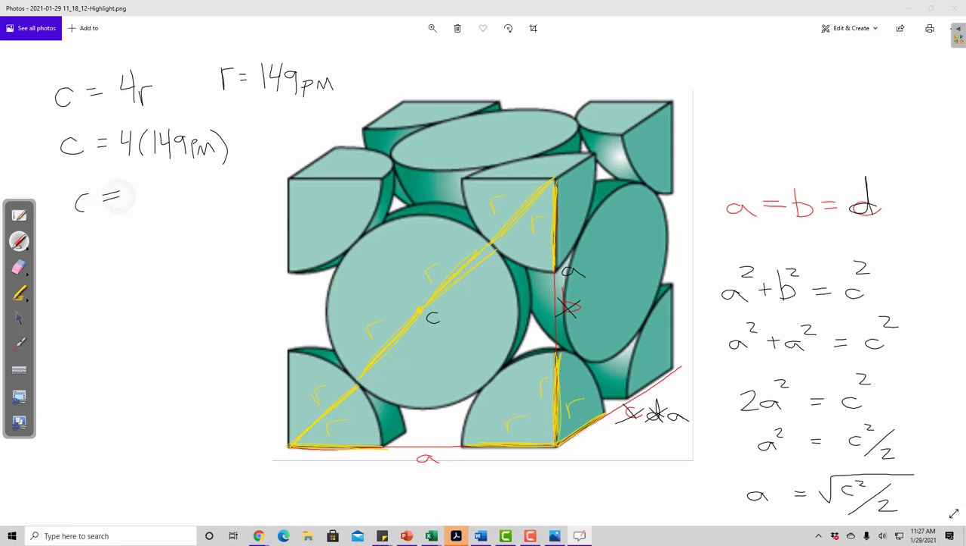So C equals 596 picometers, and A equals the square root of C squared divided by 2. So A equals 421.44 picometers.